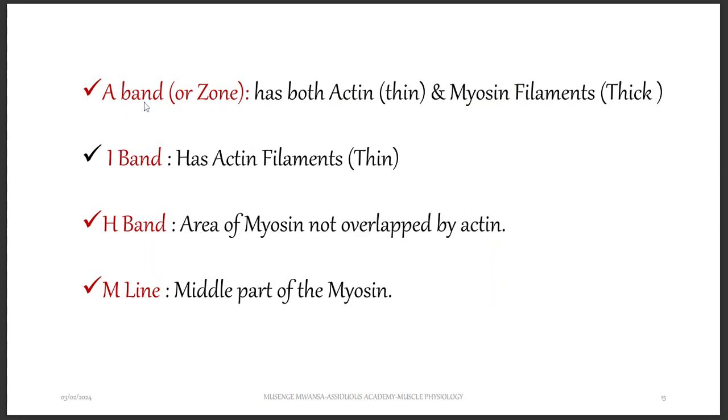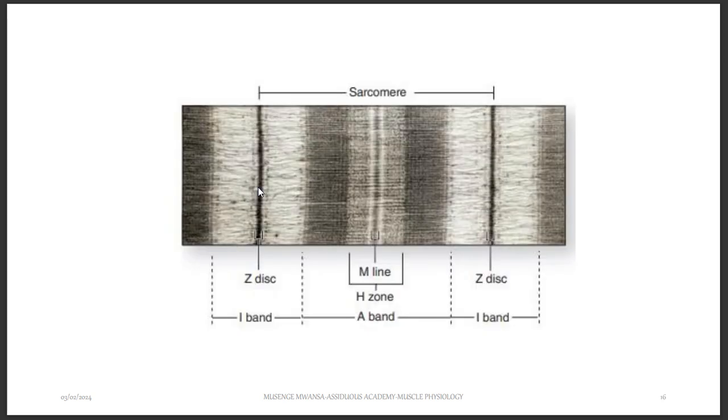The A band is made up of both actin and myosin filaments. The actin makes up the thin filament, the myosin the thick filaments. The I band only has thin filament. You also have the H band, which is the middle.